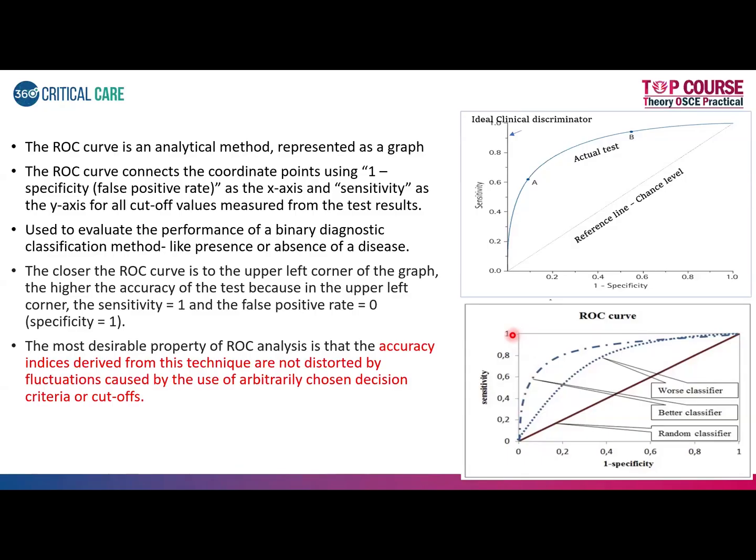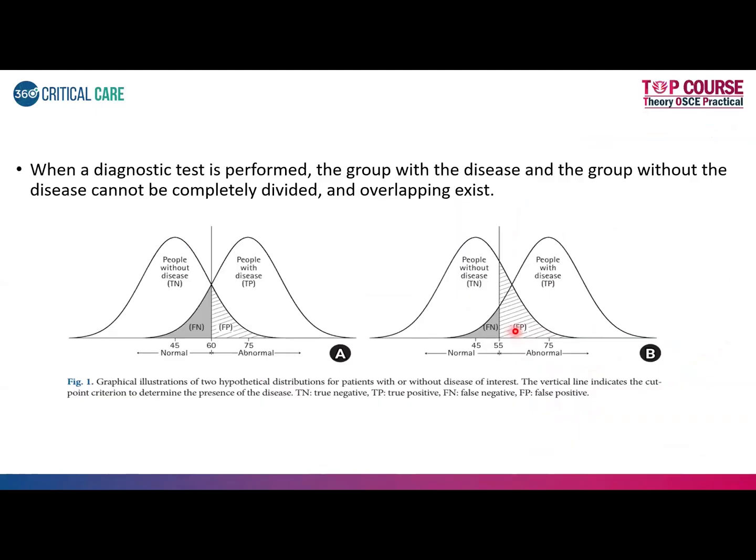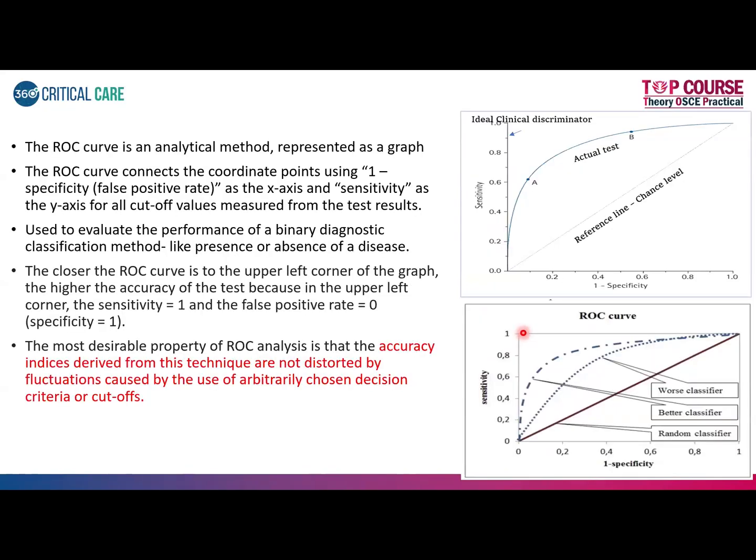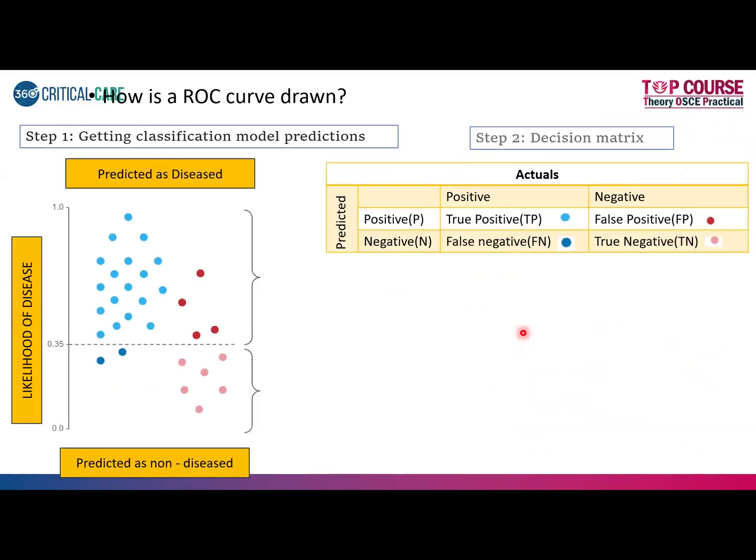The most desirable property of the ROC analysis is that the accuracy indices derived from this technique are not distorted by fluctuations caused by an arbitrarily chosen decision criteria cutoff. As we have discussed here, there is an arbitrary decision to take the cutoff as this or to take the cutoff as this. So the ROC curve helps to override that. And how does it override? So we have how the ROC curve is drawn.